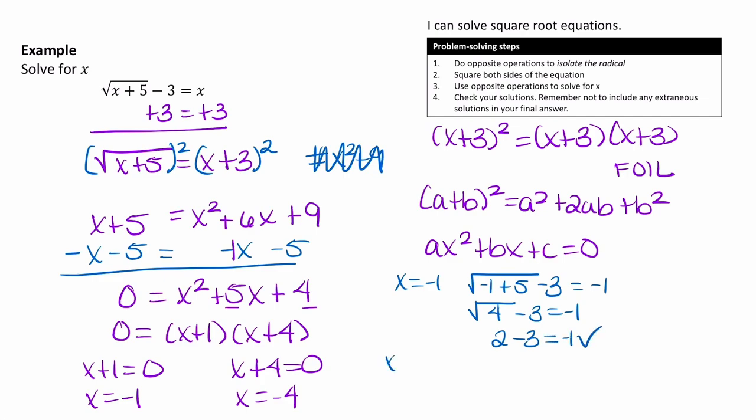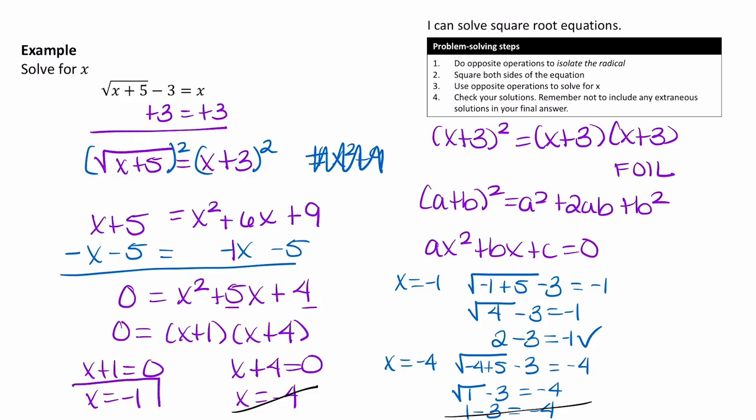Now we're going to try x equals negative 4. So we have the square root of negative 4 plus 5 minus 3 equals negative 4. That's telling me that the square root of 1 minus 3 equals negative 4, which is saying that 1 minus 3 equals negative 4, which is not true, right? That is complete nonsense. So that means that negative 4 is an extraneous solution. So x equals negative 1 is actually the only solution to this equation. So always be sure to check your solutions because sometimes extraneous solutions do occur in these problems.